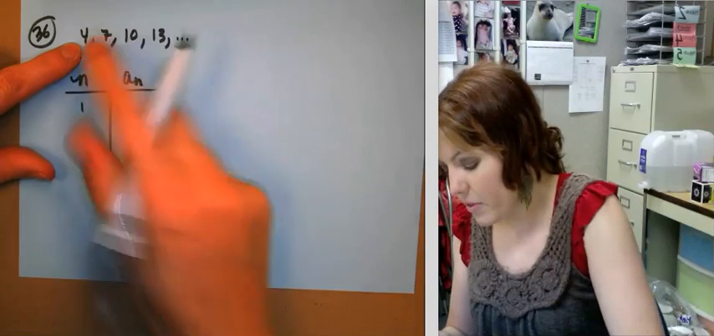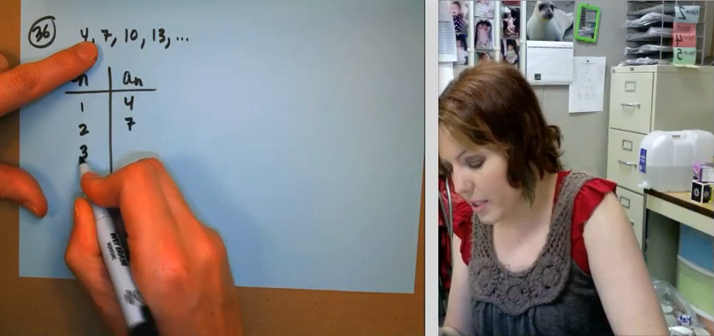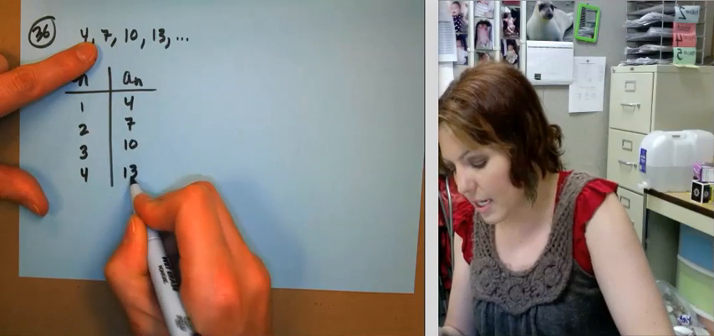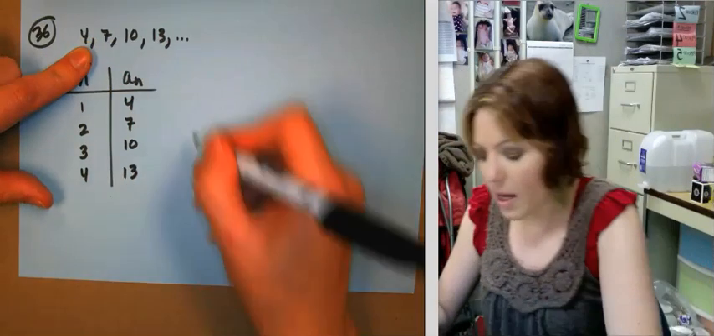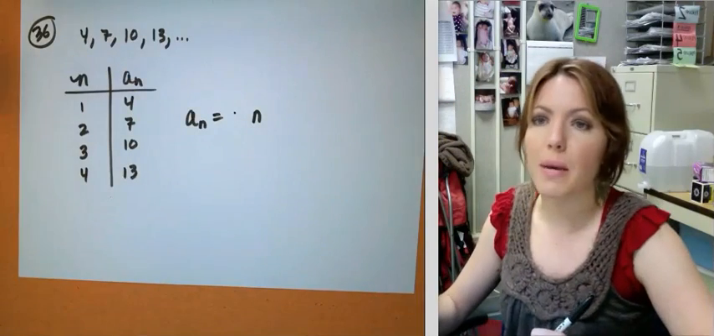So the first number in the list is 4. The second number in the list is 7. The third in the list is 10. And the fourth is 13. So, again, we're trying to relate a sub n to n in some way. I'm going to leave a space there.